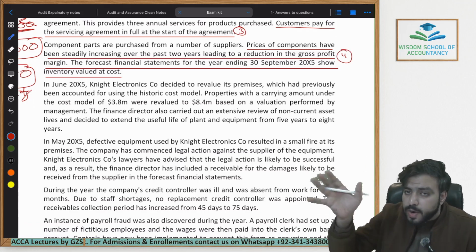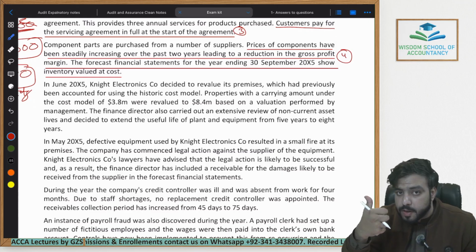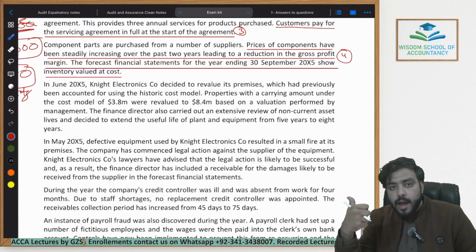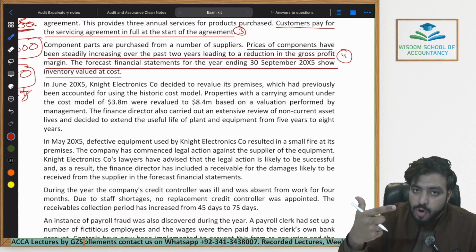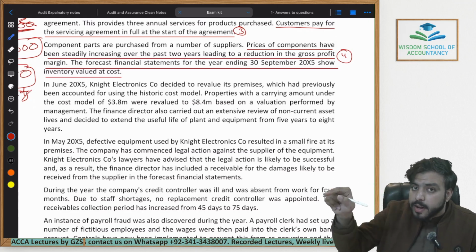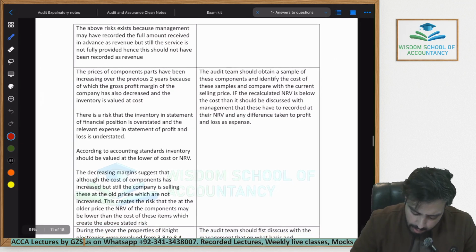When you have to write down inventory at NRV, where would the difference go? The difference would go within statement of profit and loss as an expense. Inventory value decreases due to writing it at NRV. Management has not done that, because of which the inventory is overstated and that expense is not recorded, hence that is also understated. Moving towards my answer sheet, how have I written it down?